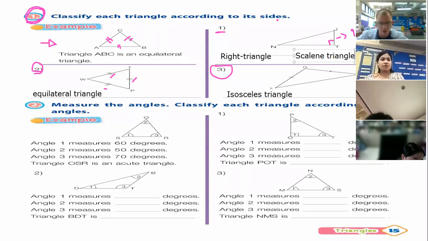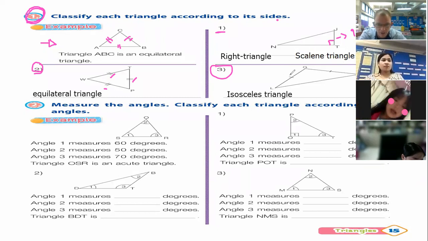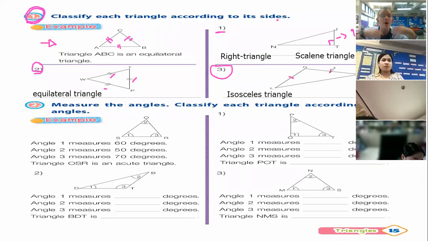Here we can see on the isosceles triangle, there are 2 sides that are equal and they are marked here. One line and another line. They mark it to show us those 2 are equal. And according to that, we know what the answer will be. 2 equal sides, isosceles. 3 equal sides, equilateral. No equal sides, scalene. Okay.